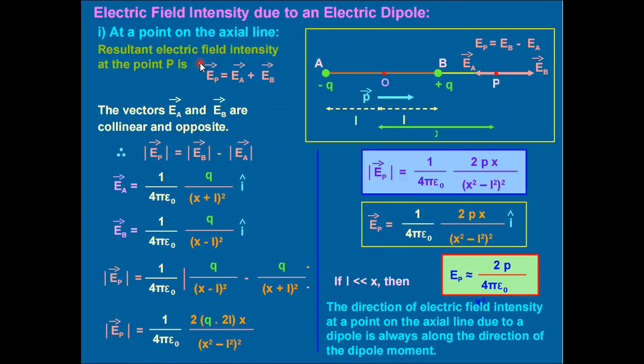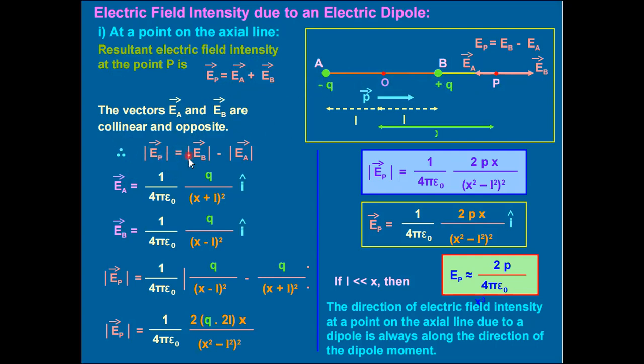Now, electric field intensity due to an electric dipole. So we measure the electric field for different cases, axial and equatorial. At a point on the axial line, the resultant electric field intensity at point P will be equal to EA, the electric field at A, plus the electric field at B. The sum will give the electric field at point P. Actually, it is a vector representation. The vectors, electric field at A and electric field at B, are collinear and opposite. Collinear means they lie on one line, and they are opposite because of plus and minus.